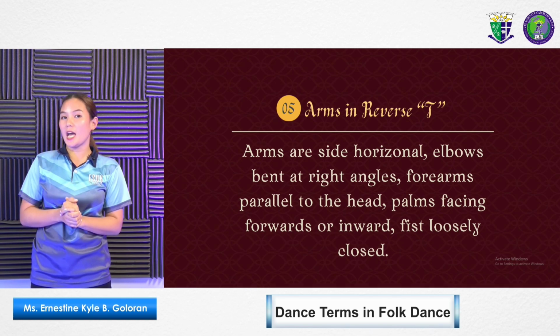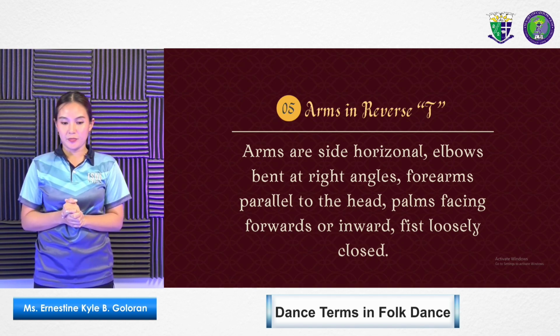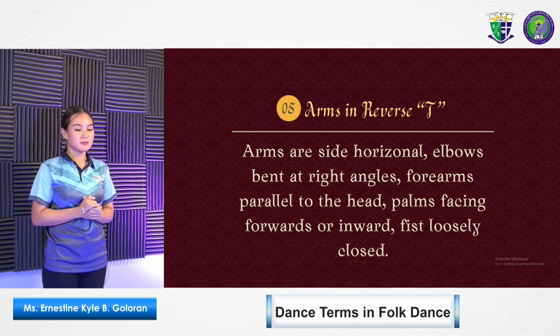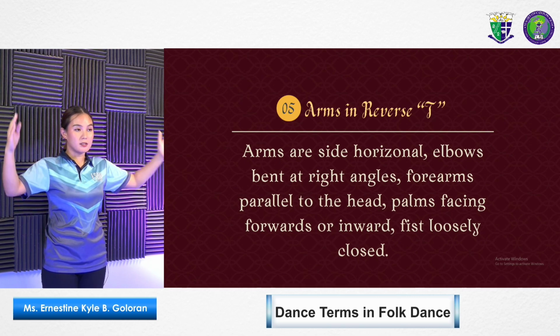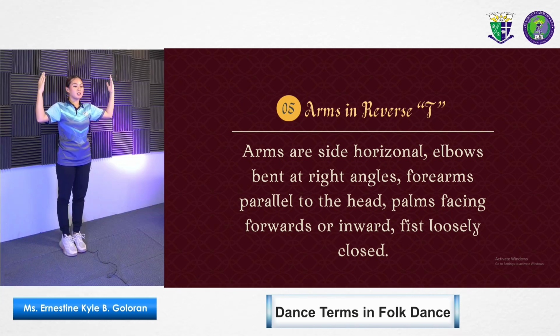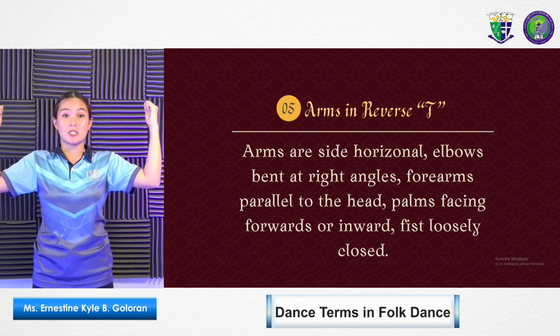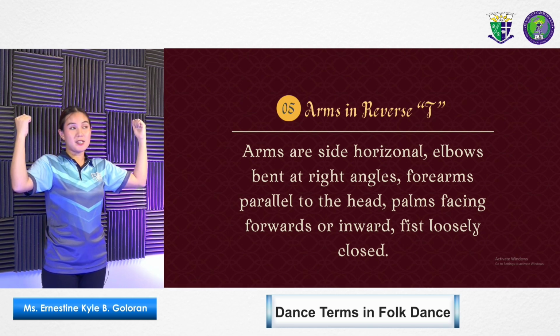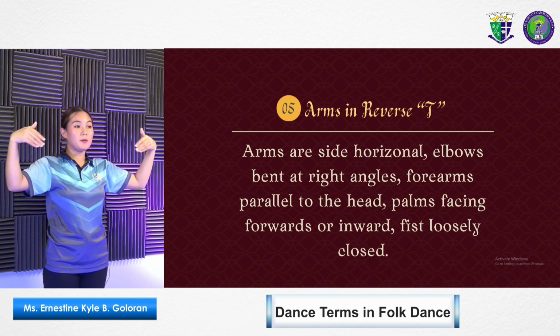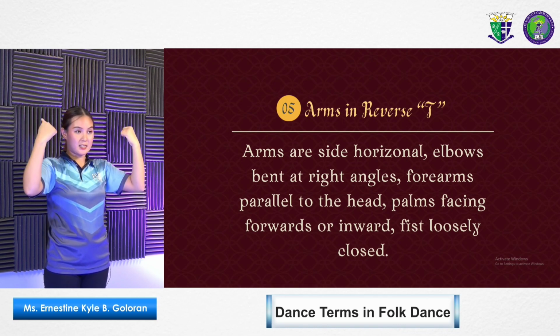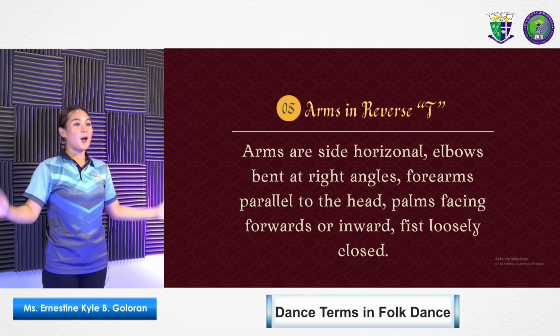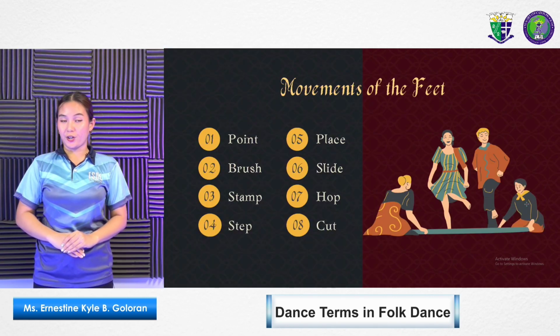Last one, we have the arms in reverse T. Arms are side horizontal, elbows bent at right angles like this, forearms parallel to the head, palms facing forward or inward, fists loosely closed. So like this. Actually, arms in reverse T can be combined with other movements of the hands. So it can be the Bisaya kumintang, Ilocano kumintang, or the kiwit, like this. So that is the arms in reverse T.